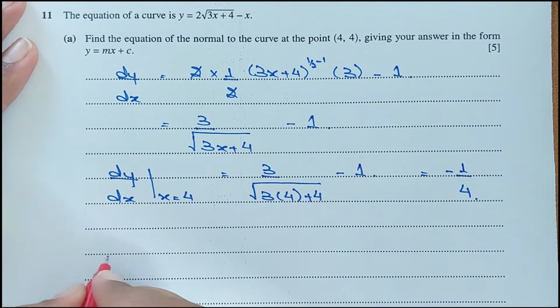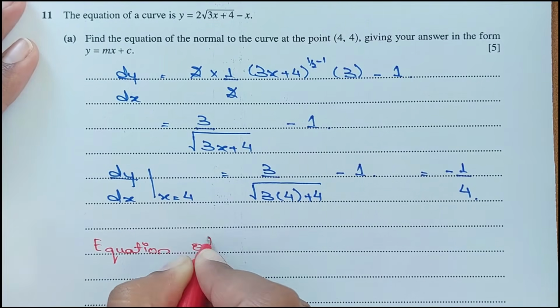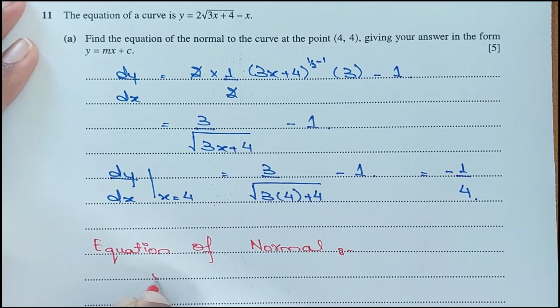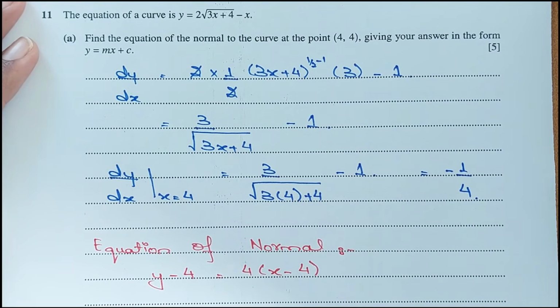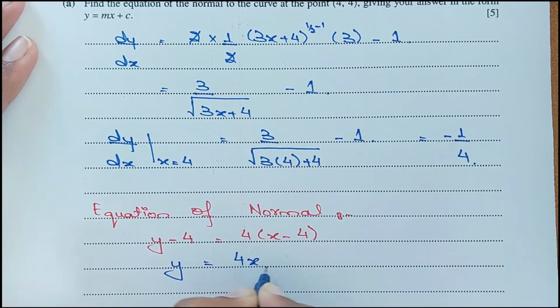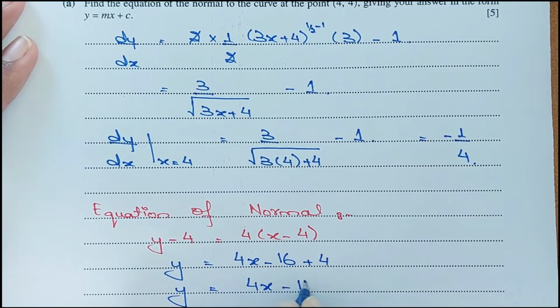Now let me write down the equation of normal. Which is y minus y naught, which is 4, equals negative reciprocal of this, which is 4, into x minus 4. X naught is also 4. Now let me convert into y equals mx plus c form. So y would be equal to 4x, 4 times 4 is 16 and positive 4. So y would be equal to 4x minus 12.